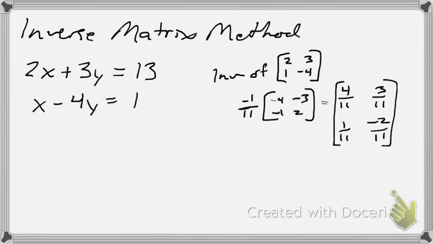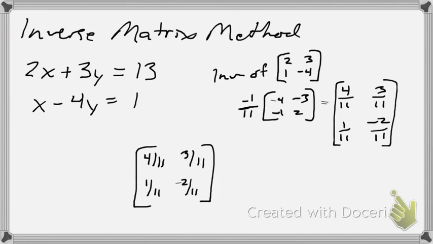Is this our solution? No. That wouldn't make sense, because we are looking for x and y. What is x? What is y? To where if I put those 2 numbers in, it works in both equations. So to say that this is our answer, that means you don't understand the question. Once we have the inverse, what we're going to do is multiply the inverse times the stuff we haven't used yet, which is what? 13, 1.